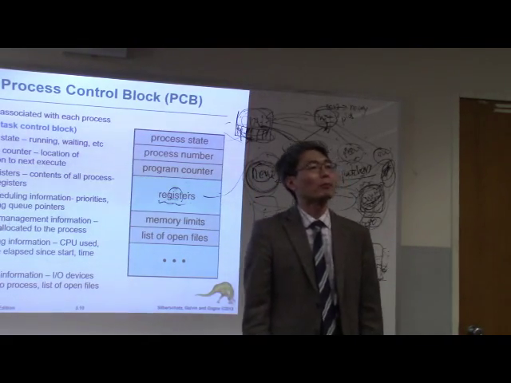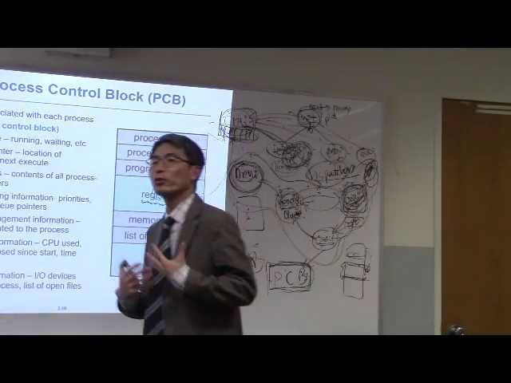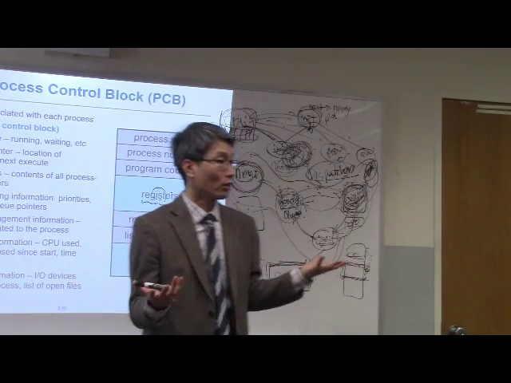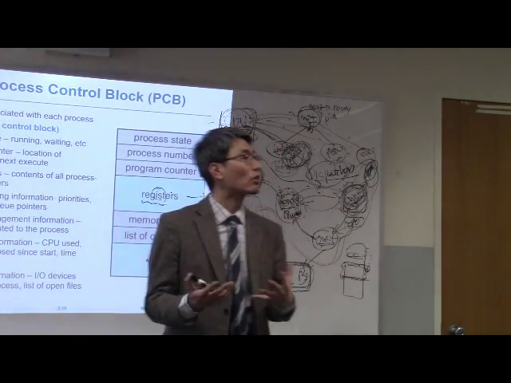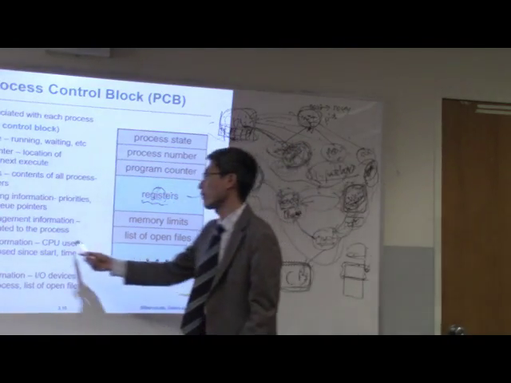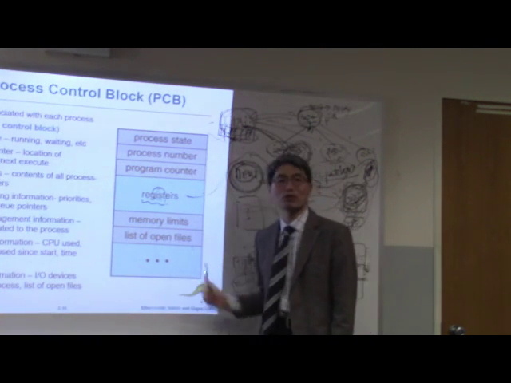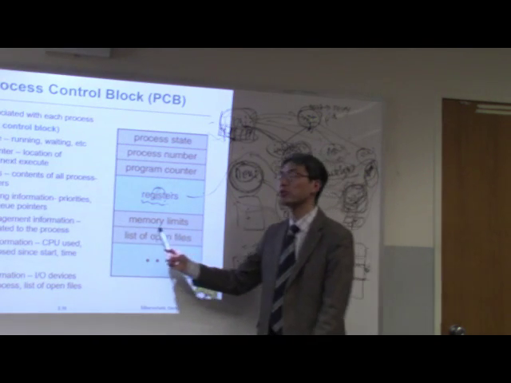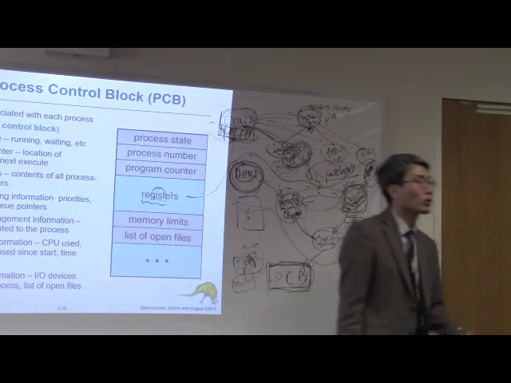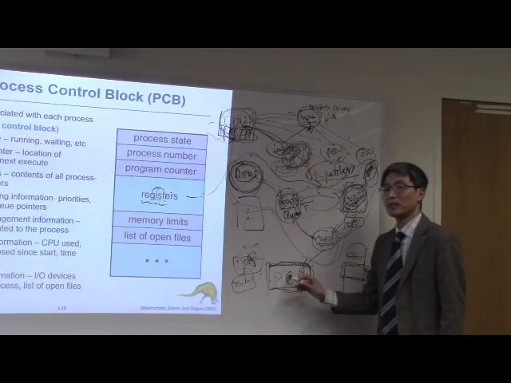We also manage accounting information. So if you want to bill users, you create a cloud computing system and charge each user. How do you know how much CPU or memory resource each user used? Using accounting information, which is based on each process's accounting information. You can keep such information in the PCB also. So any important information about each process will be managed by the PCB.